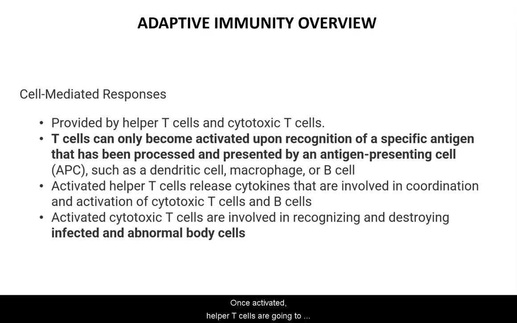Once activated, helper T cells are going to release chemicals that help coordinate and activate the cytotoxic T cells as well as B cells. Cytotoxic T cells, once they're activated, once they receive that signal from the helper T cells and from the antigen-presenting cells, are going to directly target the infected or abnormal body cell and induce that cell to undergo apoptosis.